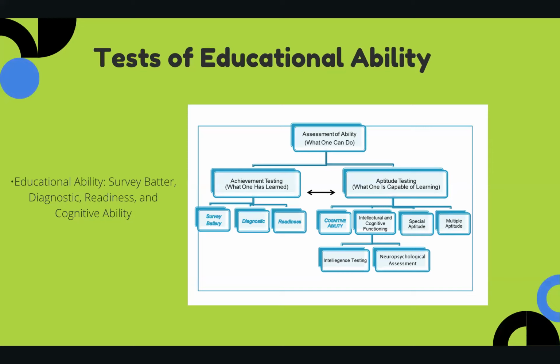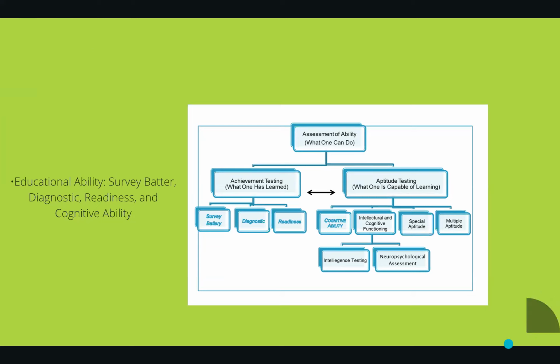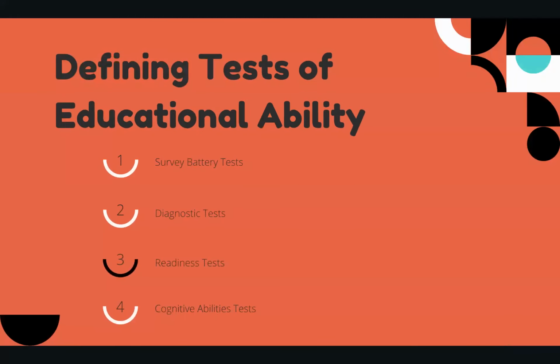Okay, so here is just a little map of tests of educational ability. We have assessment of ability, which is what someone can do. And then we have achievement testing, over here, and that talks about what someone has learned. Under that, we have survey battery, diagnostic, and readiness. And then aptitude: what is somebody capable of learning? What is their cognitive ability? We have tests like IQ testing, and then we also have neuropsychological assessment. So let's take a look at these different types of tests. What are they? What do they mean?